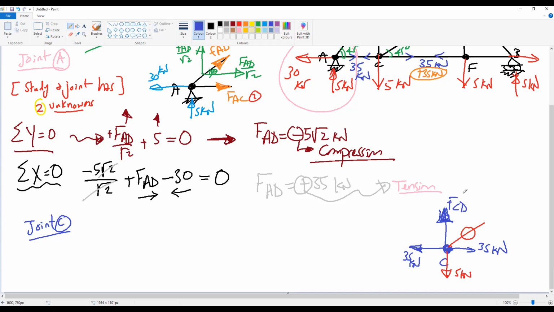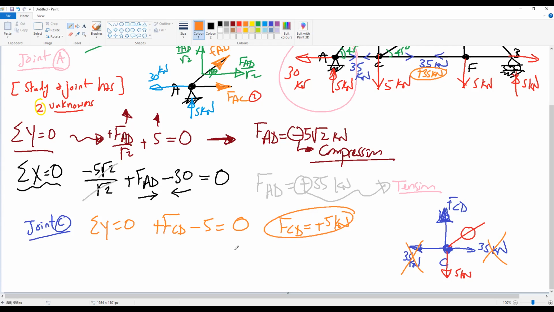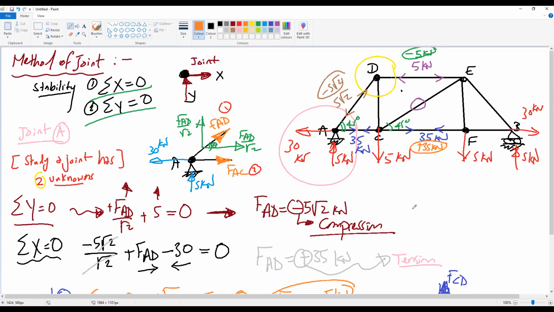going up. Okay, so we don't need to apply X direction because already X direction is stable, 35 left, 35 right, so 0. And if we apply summation y equal to 0, we have FCD going up, positive, minus 5 go down should be 0. So FCD will be positive 5 kilonewton. Positive means tension or compression? Tension. Okay. So if we add this to our truss, we have here tension force. So the arrows go out of the joint, 5 kilonewton.